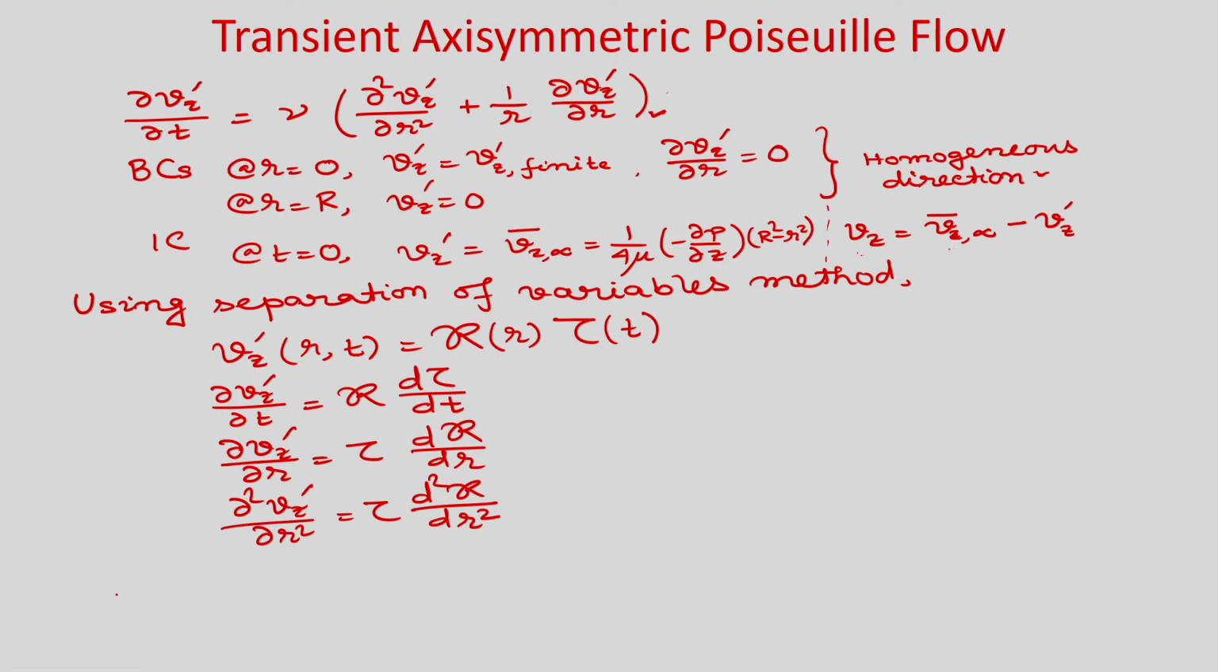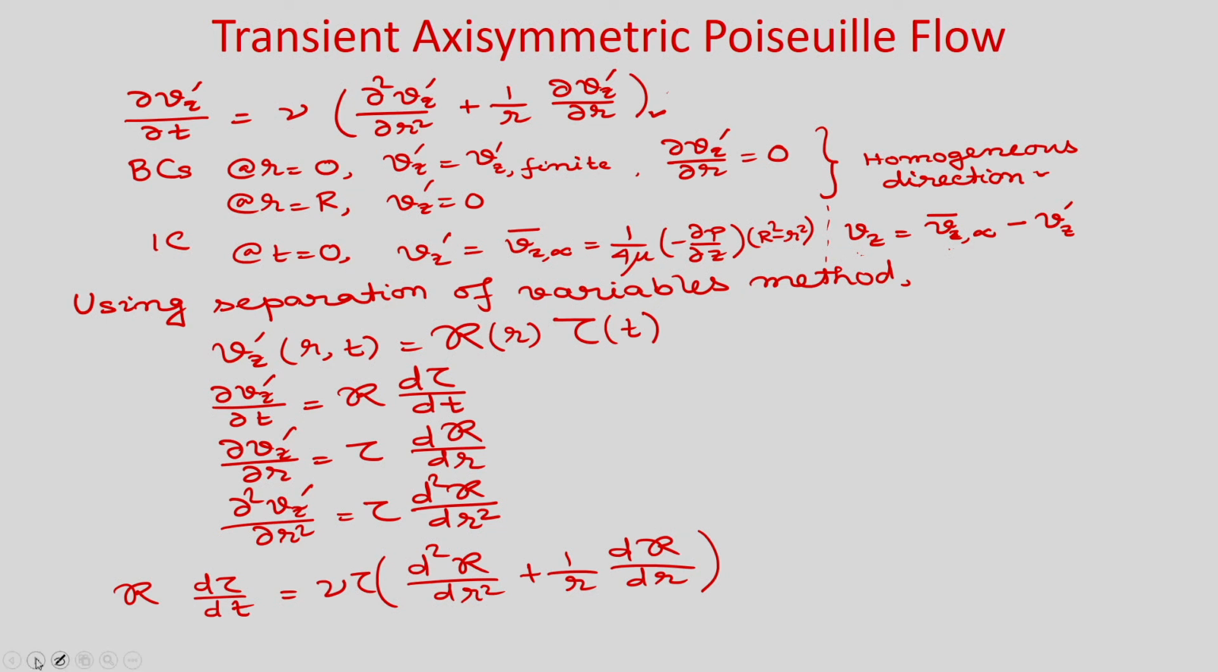What are you going to get? You will get R dτ/dt equal to ν, taking τ outside, (d²R/dr² + (1/r) dR/dr). Okay. So what we will do now? We take all the τ terms on the left hand side and all the terms that are functions of r on the right hand side. So we have separated the variables.